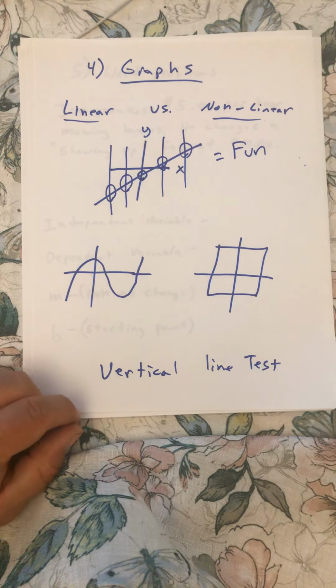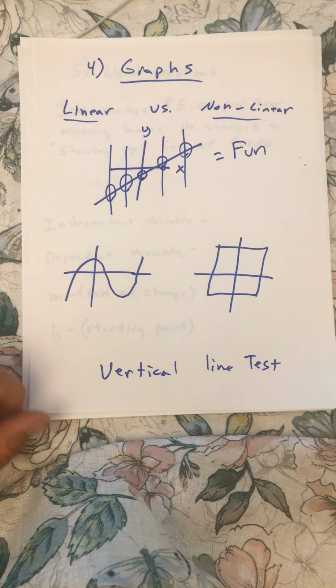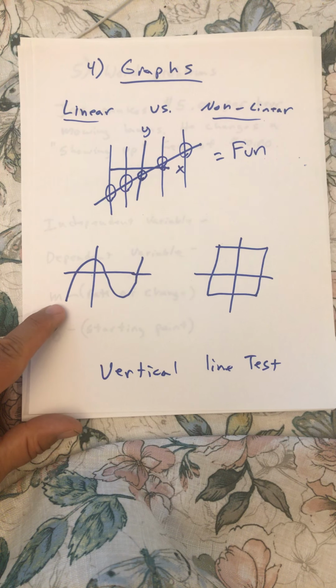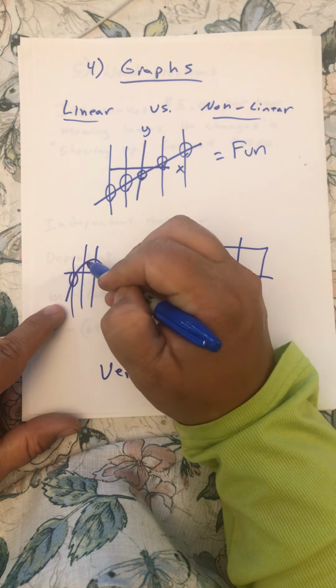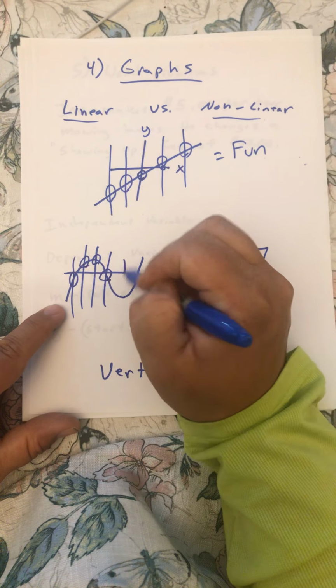That's fun. Now we got a little squiggly, not a straight line. So this would have a different type of equation that would match our non-linear equations that we learned. So it probably has an exponent in there somehow. And again, we can do our vertical line test, and you can see it only crosses at one spot.